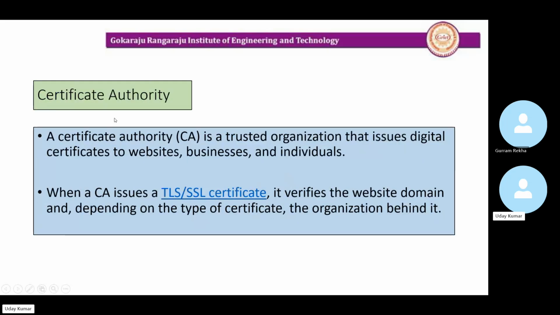There's a certificate authority, which is a trusted organization, students, that issues digital certificates to websites, businesses, and individuals. When a CA issues a certificate, this is a TLS/SSL certificate, okay, transport layer security and secure sockets layer. It verifies the website domain and, depending upon the type of certificate, the organization behind it. Right? If you are able to download something from a website, students, then there is a certificate, and that certificate tells you this downloadable action is valid, right?